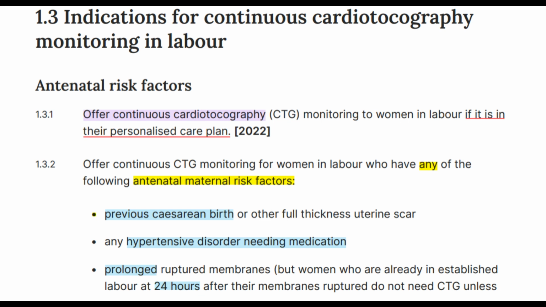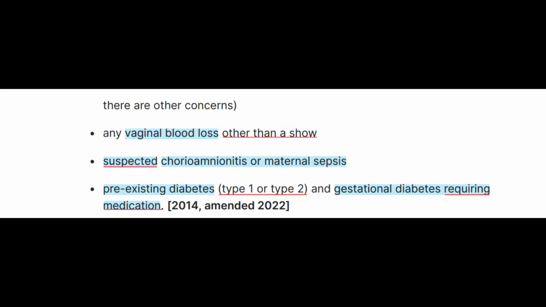Antenatal risk factors. Offer continuous cardiotocography monitoring to women in labor if it is in their personalized care plan. Offer continuous CTG monitoring for women in labor who have any of the following antenatal maternal risk factors: previous cesarean birth or other full-thickness uterine scar, or any hypertensive disorder needing medication, prolonged ruptured membranes, but women who are already in established labor at 24 hours after their membranes ruptured do not need CTG unless there are other concerns, any vaginal blood loss other than a show, suspected chorioamnionitis or maternal sepsis, pre-existing diabetes, type 1 or type 2, and gestational diabetes requiring medication.